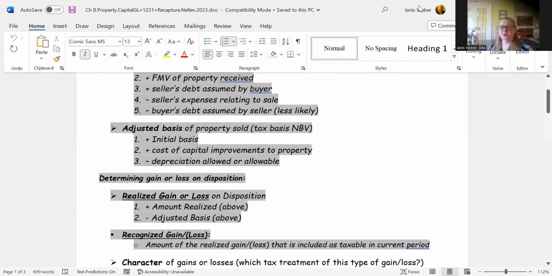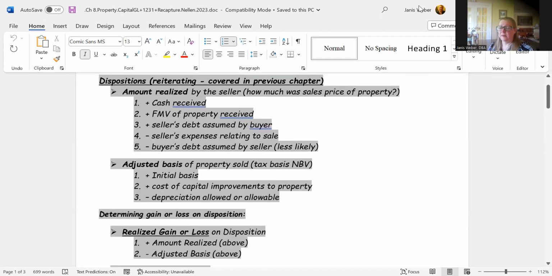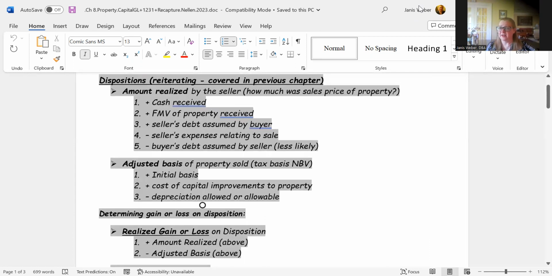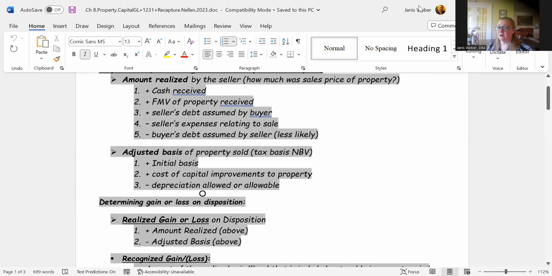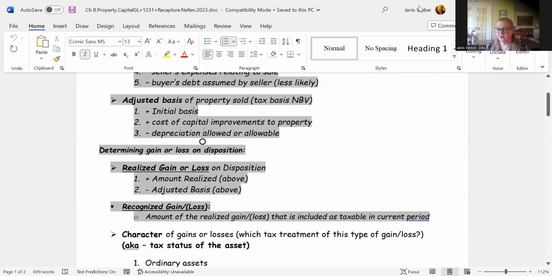Okay, and then to get to the gain or loss, as I said, that realized gain or loss amount is how much gain or loss I had: the amount realized minus the adjusted basis. And that doesn't mean you're going to have to pay tax on that amount realized. That's just how much gain you definitely had for tax purposes. And then after you get to the realized amount of gain or loss, you have to decide, is it time to recognize it or not?